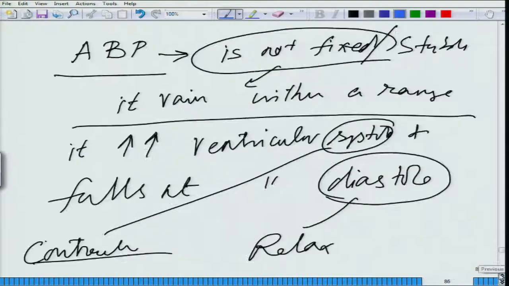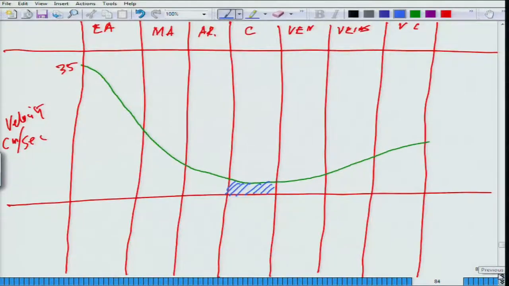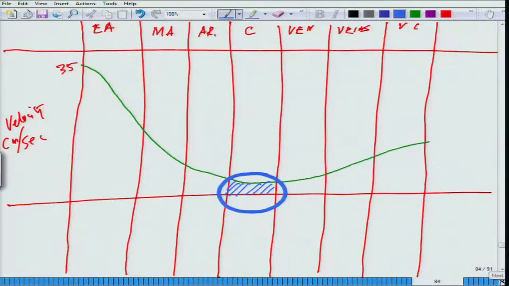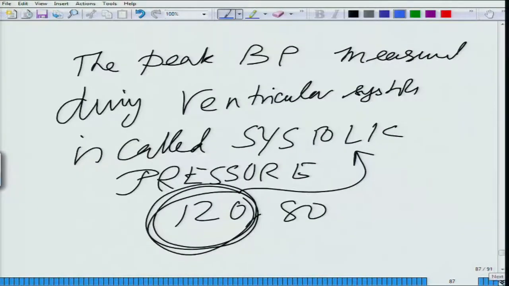If you go back into the slides, while I was showing you diagrammatically, you look at the velocity goes down in the capillaries. Look at this. Go back further. If you look at it, the pressure goes down in the capillaries. I think these are good enough points to make my statement.